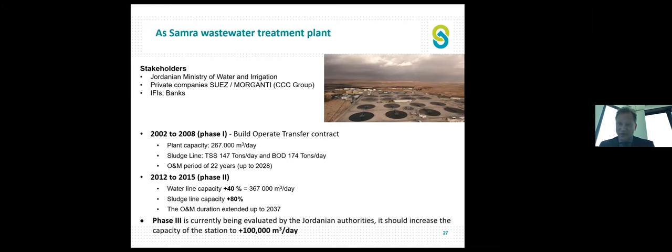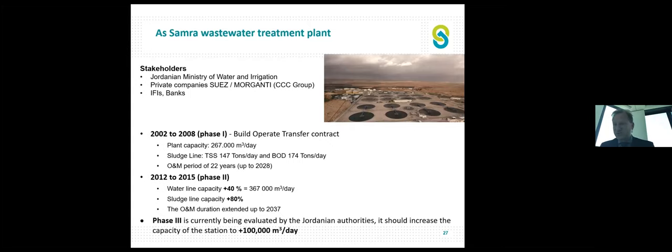We implemented it, we built it, we financed it. We've been operating it ever since. It was a great success, so 10 years later, the Jordanian authorities asked us and our partners to make an extension to that plant. We negotiated with them and agreed on an extension to increase it by 100,000 cubic meters per day, potentially increasing the capacity of the plant from, let's say, 2.5 to 3.5 million inhabitants, and also increasing the sludge capacity on the plant and extending the contract to 2037.